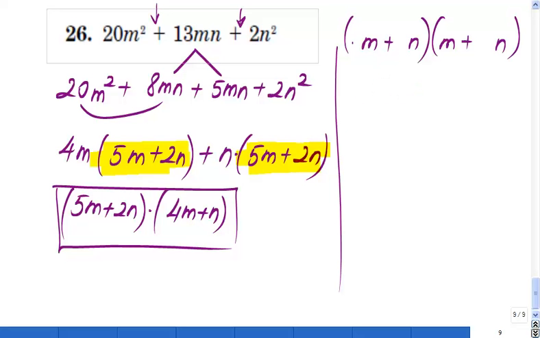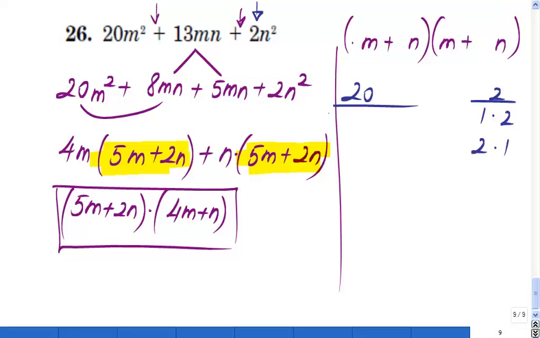So let's erase. I need only my 20, and I need only my last number here, which is 2, right? So for the last one, it's very easy. There's no other way except to write it as 1 times 2 or 2 times 1, because both have to be positive.